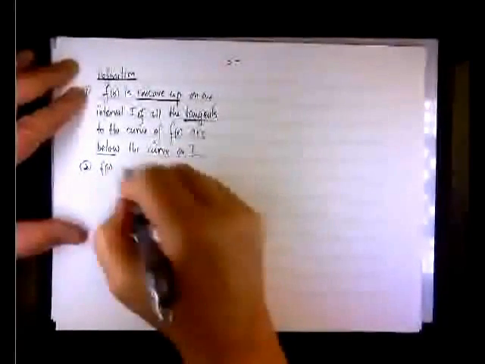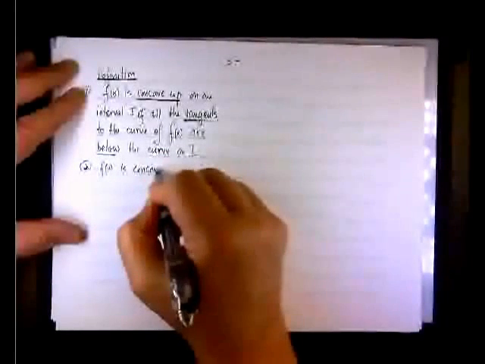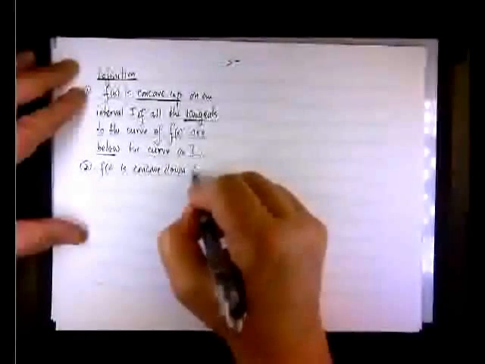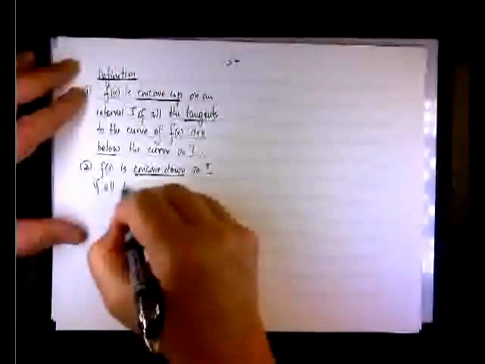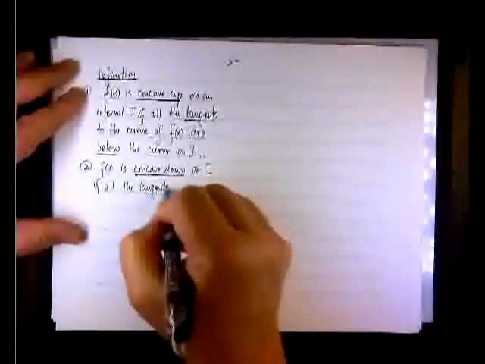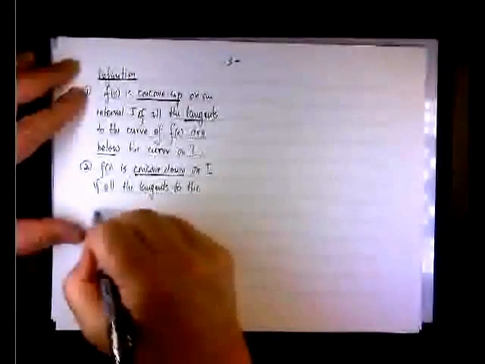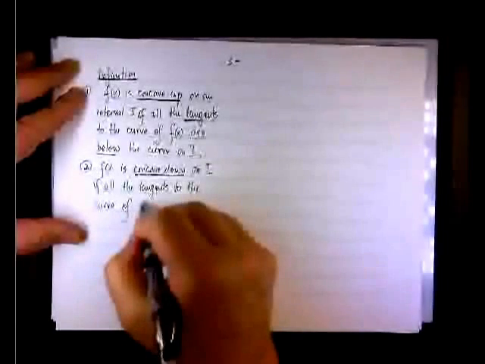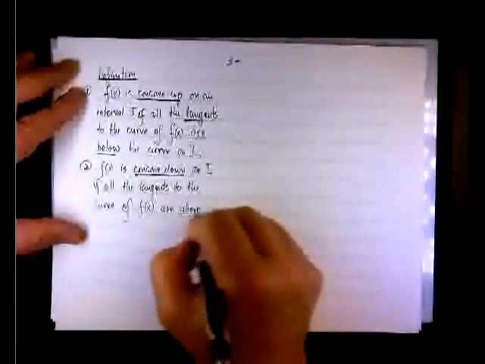In 2, all we need to do is substitute and say f of x is concave down on I if all the tangents to the curve of f of x are above the curve on I. Okay, so this is a definition. Keywords: concave up or concave down, tangents, and above or below the curve.